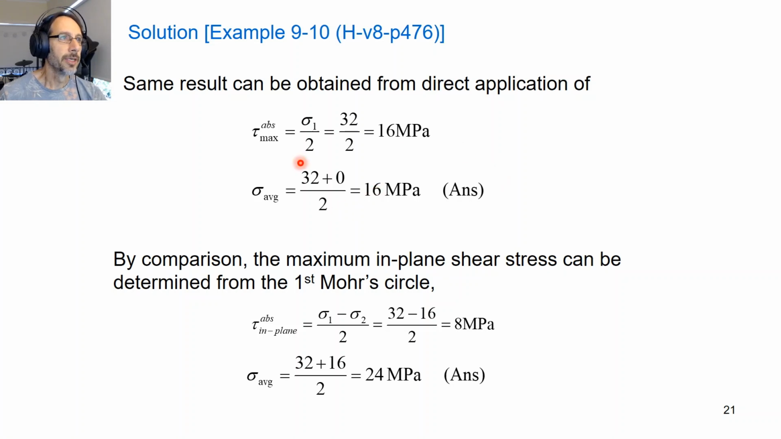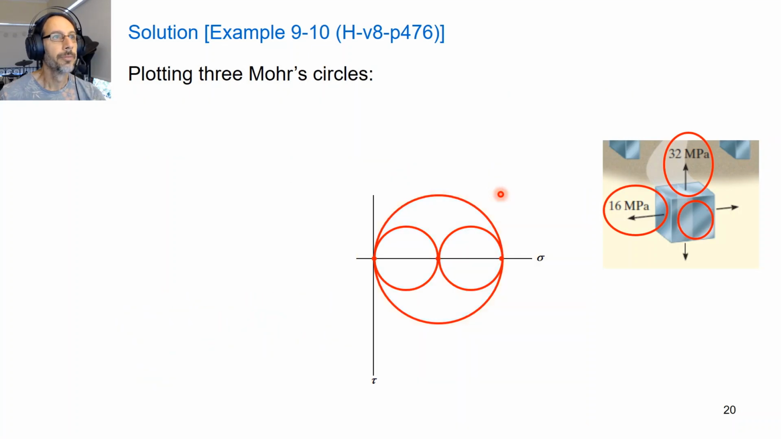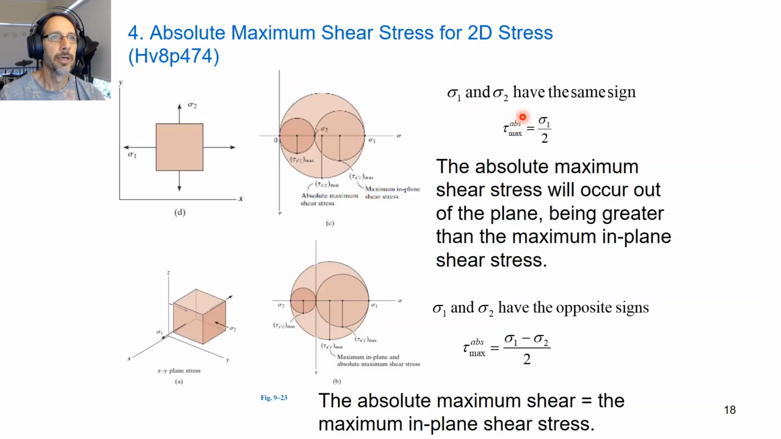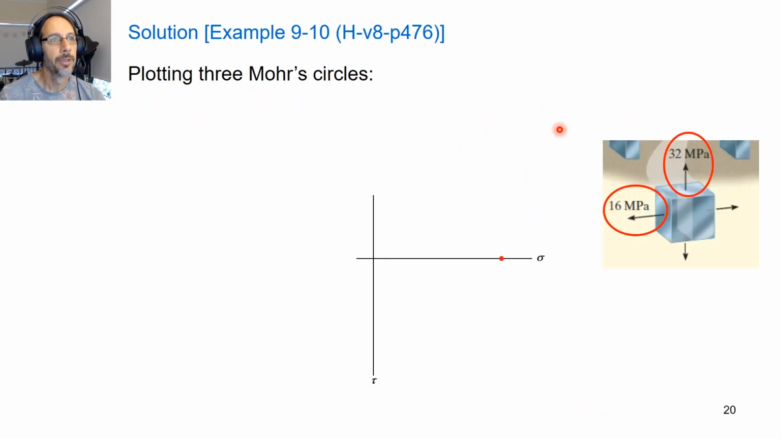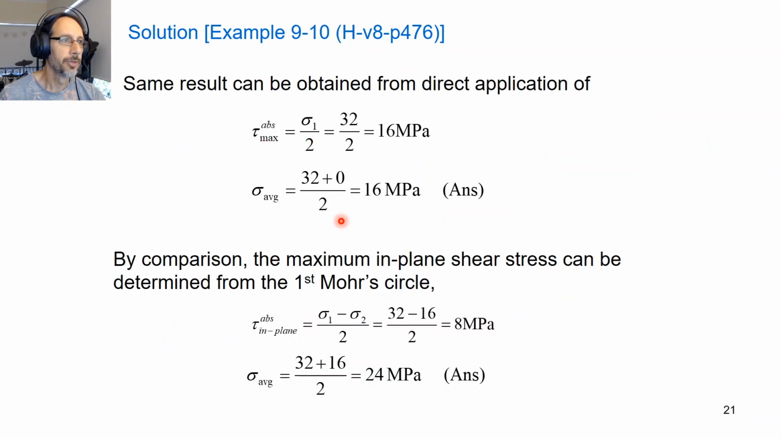So these results can be obtained by looking at those rules that we looked at before. All right, these rules here. So stress 1 and stress 2 have the same sign, so we can get absolute maximum shear stress just from stress 1 over 2. Okay, and stress average. And then comparison with the in-plane shear, which I've already done for you. But you've got the numbers there.